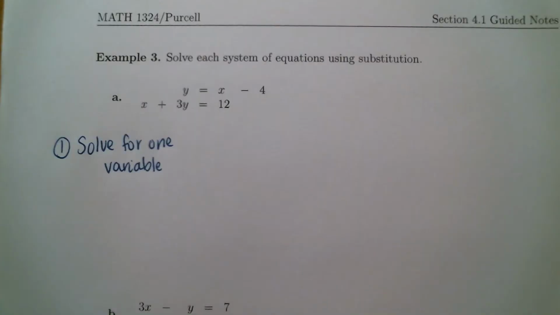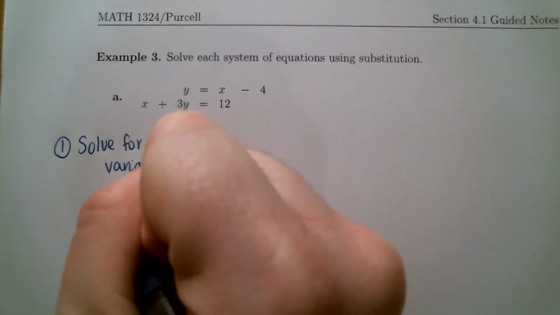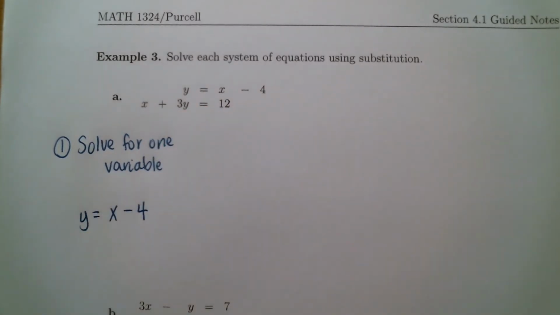All right, well, when I look at equation 1 here, it's already solved for y. So I don't have to really do anything. I'm just going to choose that equation. We know that y equals x minus 4. If neither equation had been solved for either x or y, we would have had to do that. But here, the first equation is already solved for y, so we're just going to use that.